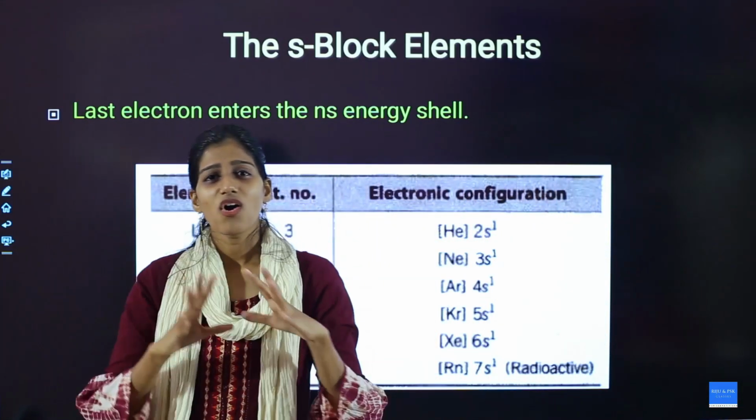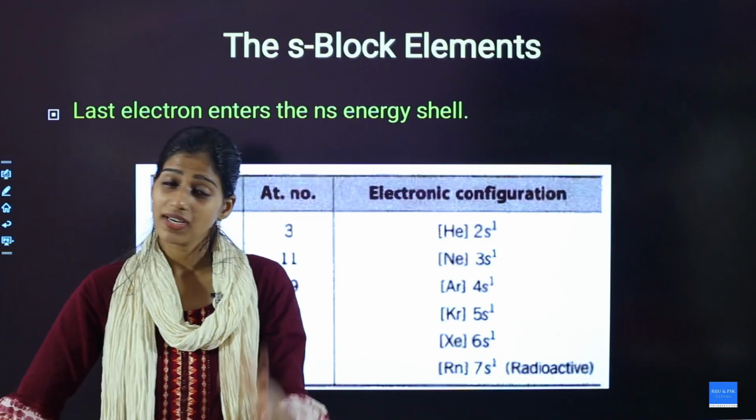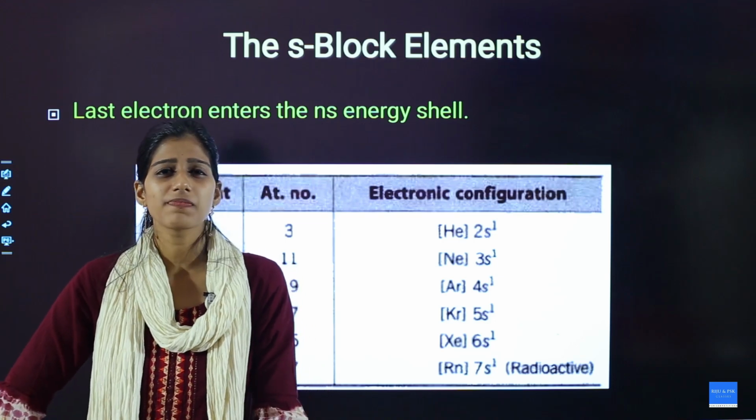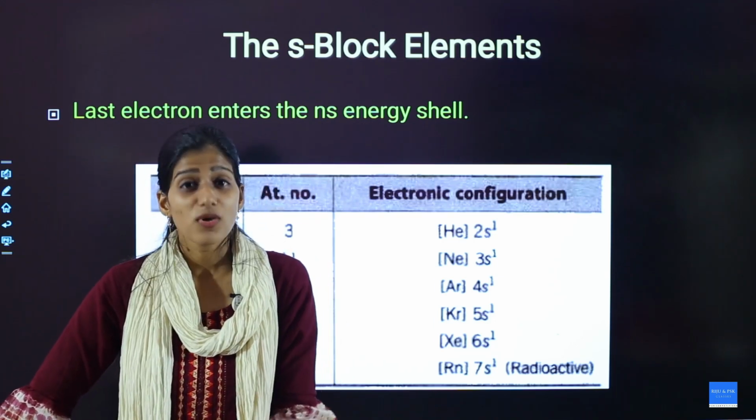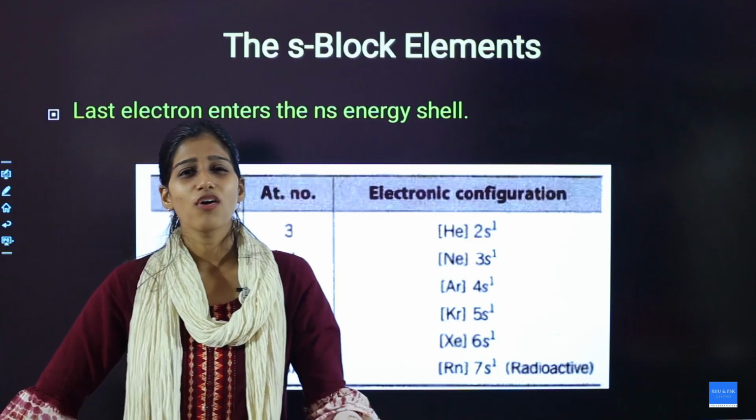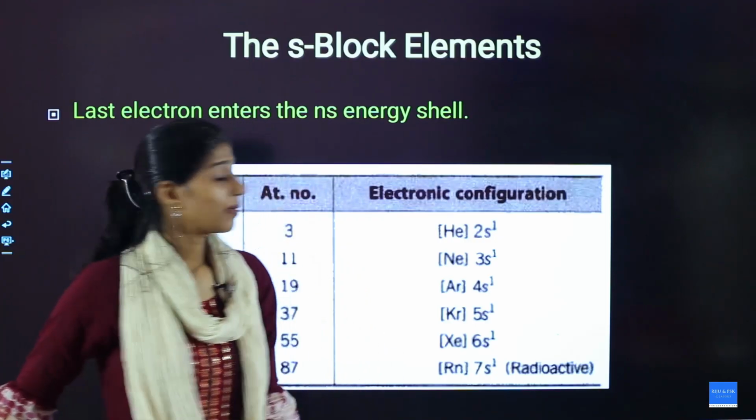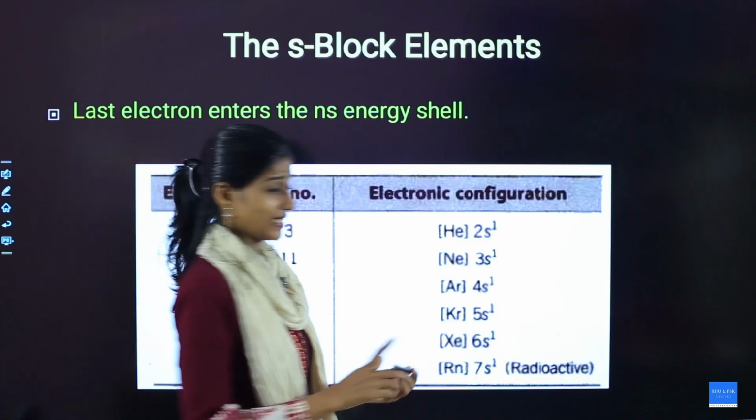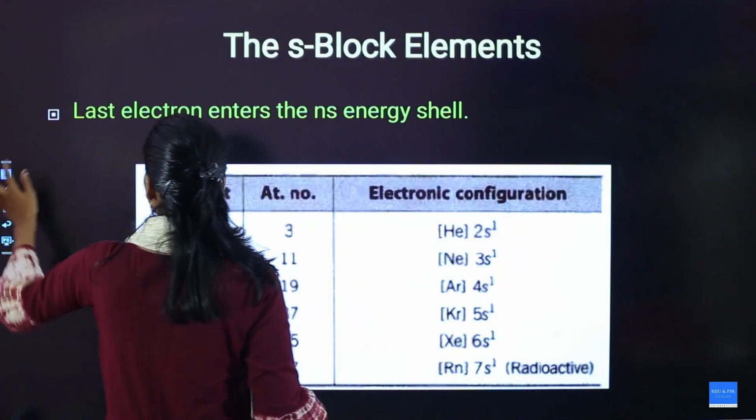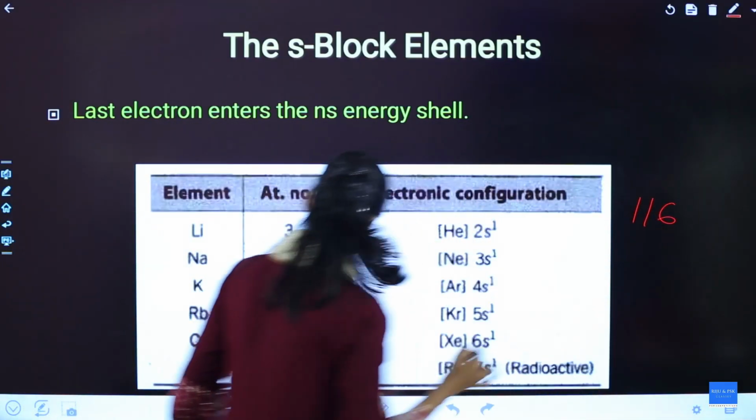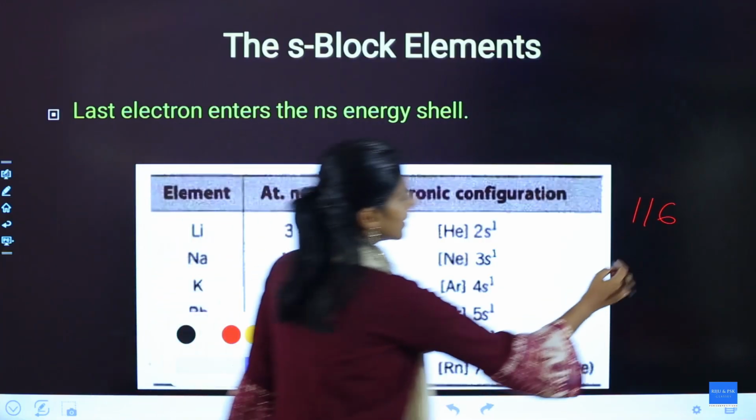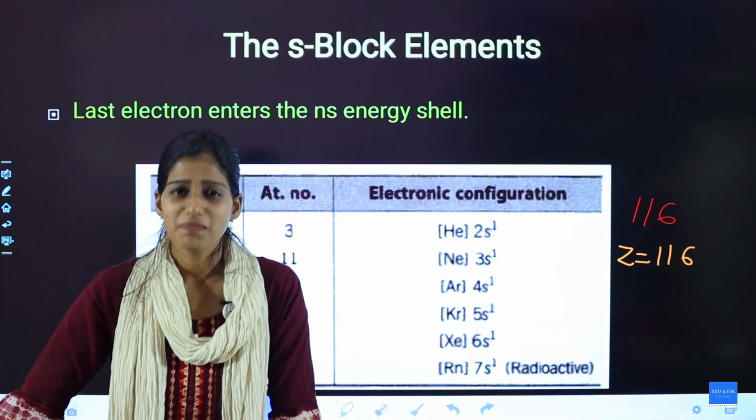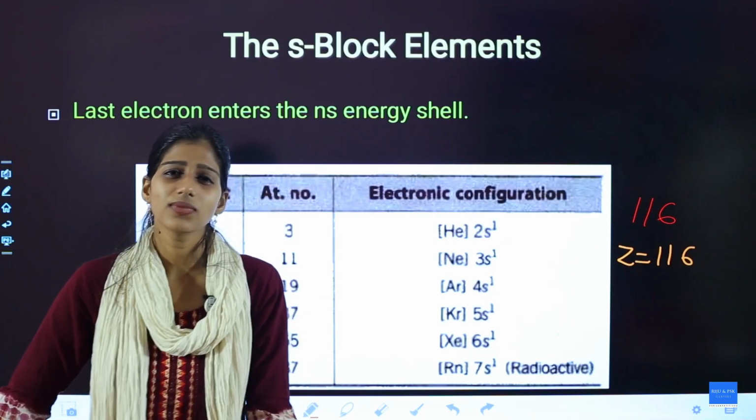Memorizing all the atomic numbers will be truly helpful to you in order to predict the position or the block number of any unknown element. For example, I am giving you an unknown element with atomic number Z equal to 116. Can you predict the block it belongs to? So, how will you do that?